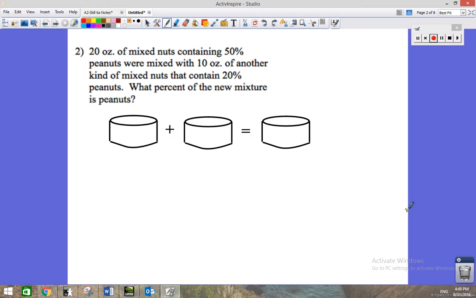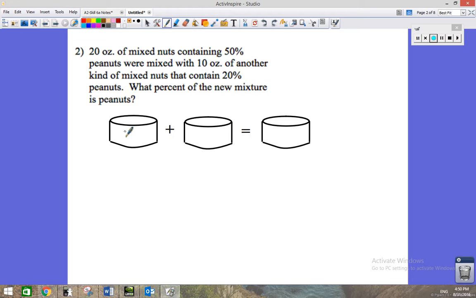The next problem. Hopefully we'll recognize a common thread as a way to approach these problems each and every time. That's why I'm going to have this same drawing to try and get that same visualization. I'm going to mix two things together to get a final mixture. I've got 20 ounces of mixed nuts containing 50% peanuts, so that's what we're tracking, the peanuts. This 20 ounces is being mixed with 10 ounces of another kind of mixed nuts, and it has less peanut. It's got 20% peanuts. So again, it's asking me to determine the percent of this new mixture.